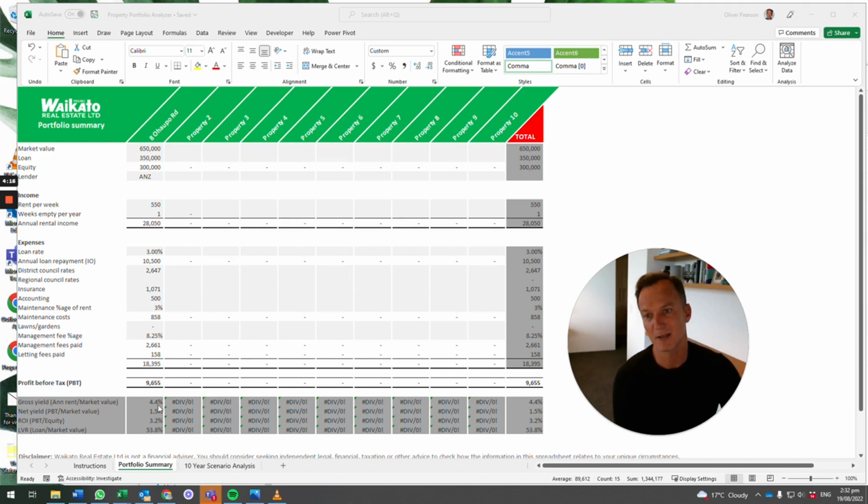So for this property, you can see the gross yield is 4.4%. Up after that is your net yield. So this is where you take your profit before tax. That's your rental income minus expenses. So that's all expenses, loan rates, everything that we filled out earlier in the grey cells. That's all getting taken into account. So I really think this is a good one because this is what you're walking away with at the end of the day. So that's what's important.